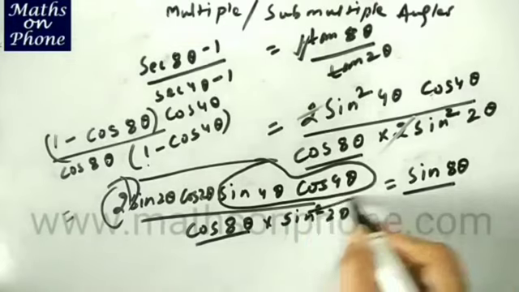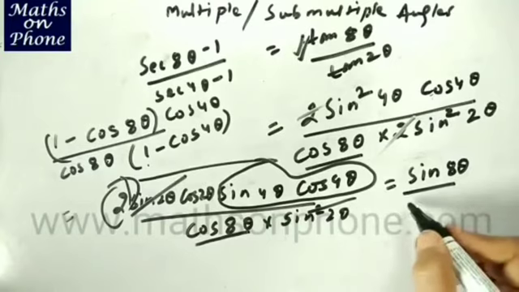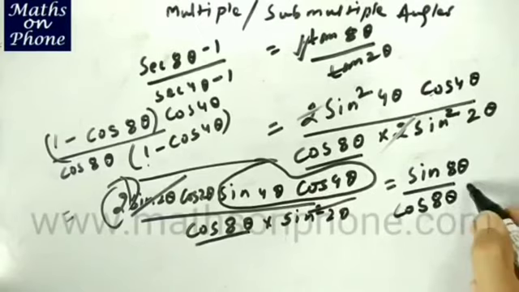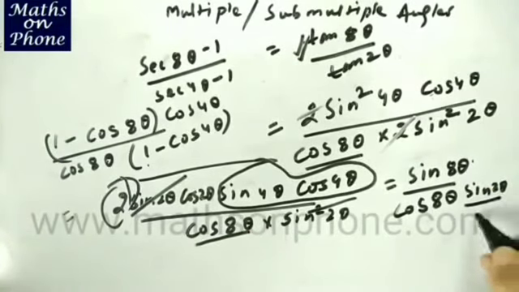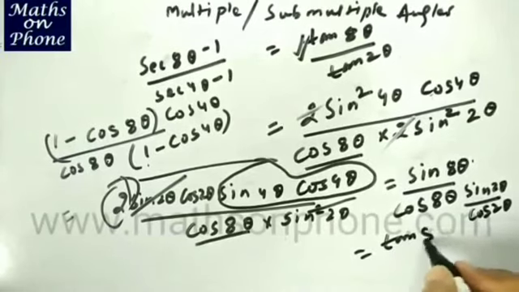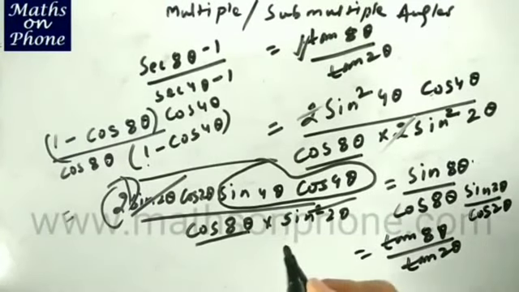If I just cancel one sine 2 theta from the denominator, what am I left with? See here, this is sine 8 theta, this is cos 8 theta. Here I am left with sine 2 theta, and in the numerator I am left with cos 2 theta. I can bring this cos 2 theta here. That is the basic thing I am doing. This is tan 8 theta by tan 2 theta. I got the result. Just use your resources properly. Don't think that trigonometry is too complex and tough.